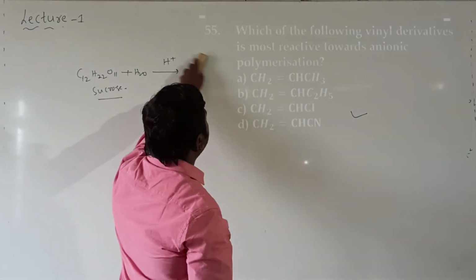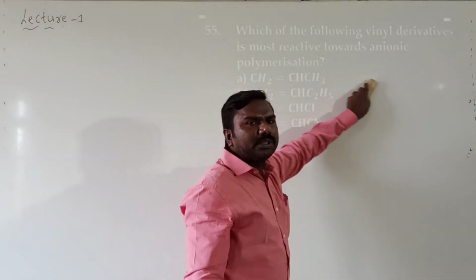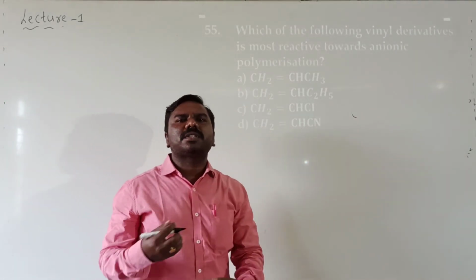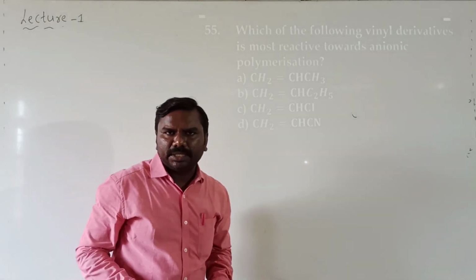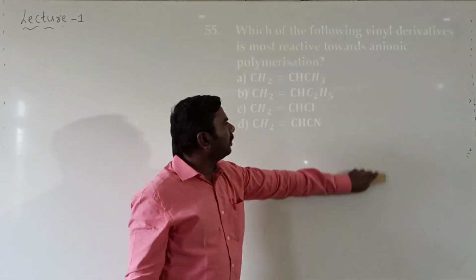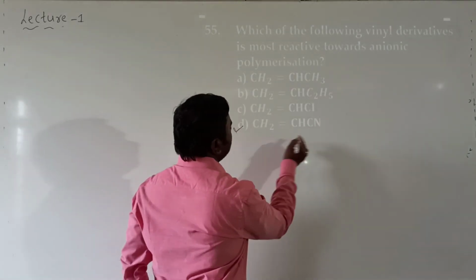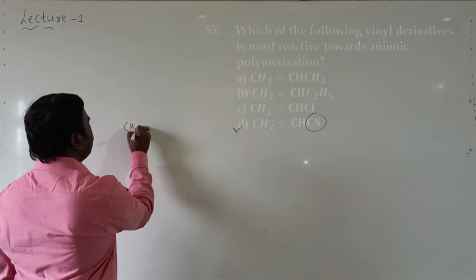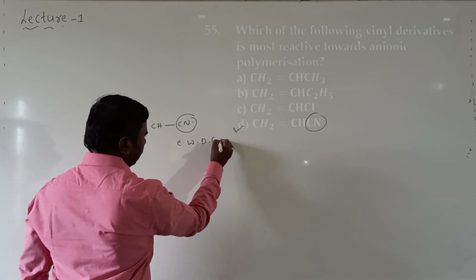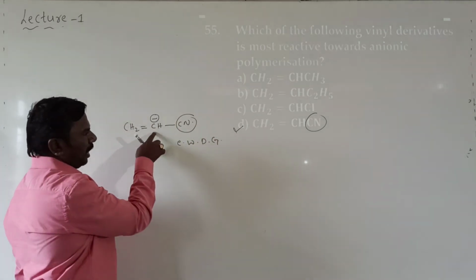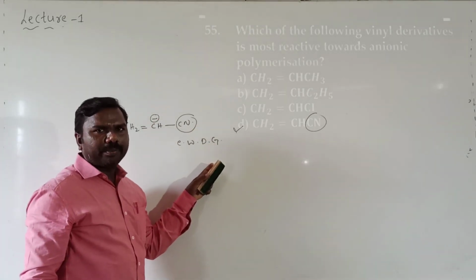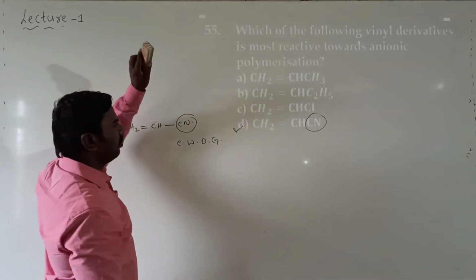Which of the following vinyl derivatives is most reactive towards anionic polymerization? It means an anion is formed. The formed anion must be more stable. Anion means electron excess center. It should be stabilized by an electron withdrawing group. So among them, the most electron withdrawing group is CN, compared with CH2 double bond CHCl. If a negative charge forms, the anion is neutralized by a strong electron withdrawing group. So then only anionic polymerization is more favorable.